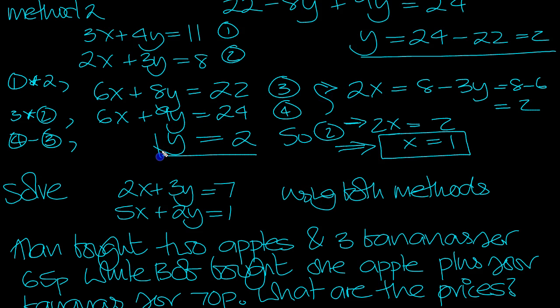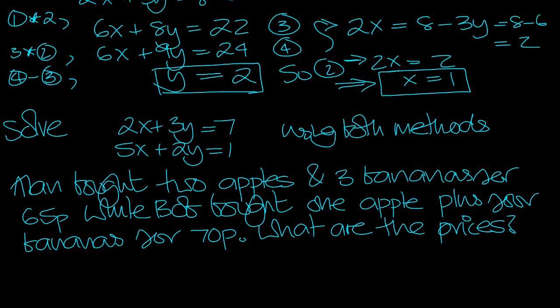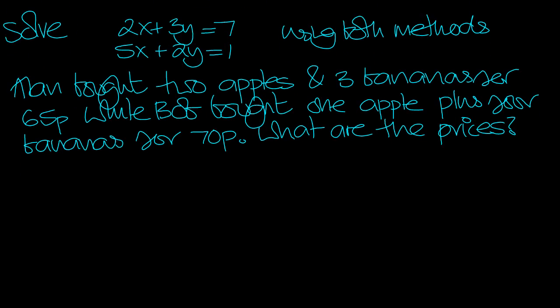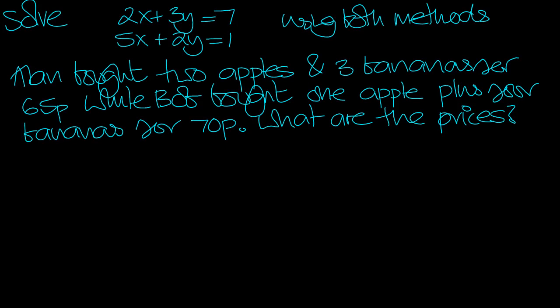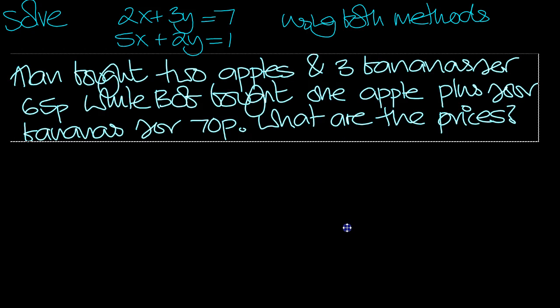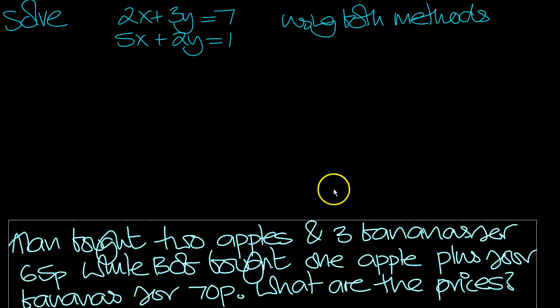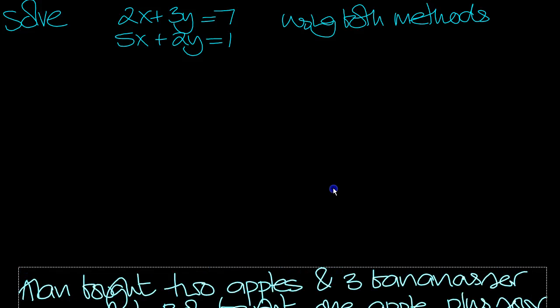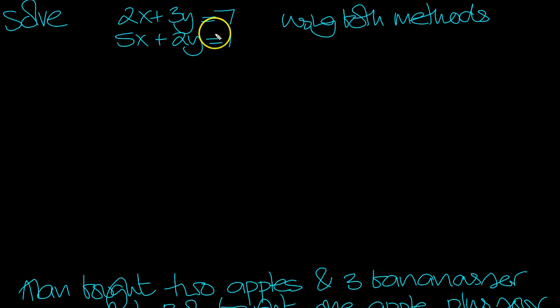Okay, x equals 1, y equals 2 is the solution. So that's the more popular method for solving these equations. Let's have a look at this equation now, using both methods, and see how it works out. Okay, so label that 1 and label that 2.